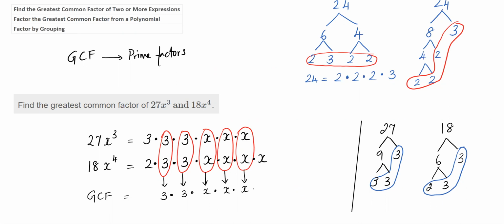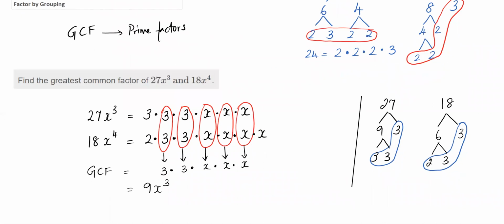Okay. So multiply these out, you get 9x to the power 3, right? 9x cubed. So what this means is 9x cubed is the greatest common factor you can find for 27x cubed and 18x to the power 4. In other words, this is the biggest number that you can find that will divide both these numbers evenly. Okay? So our GCF is this, and we will box it because that's our answer.